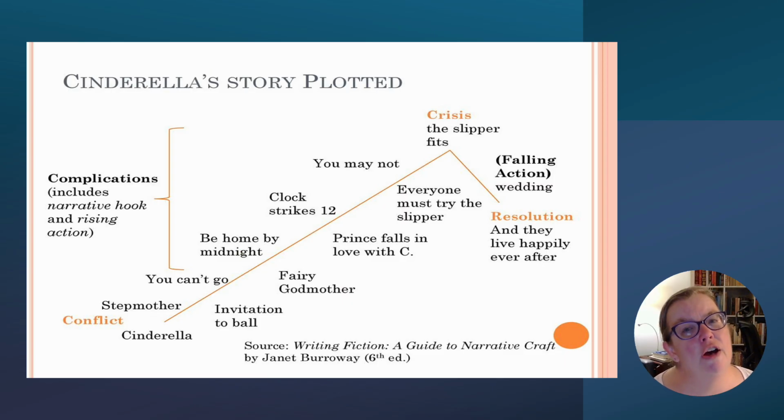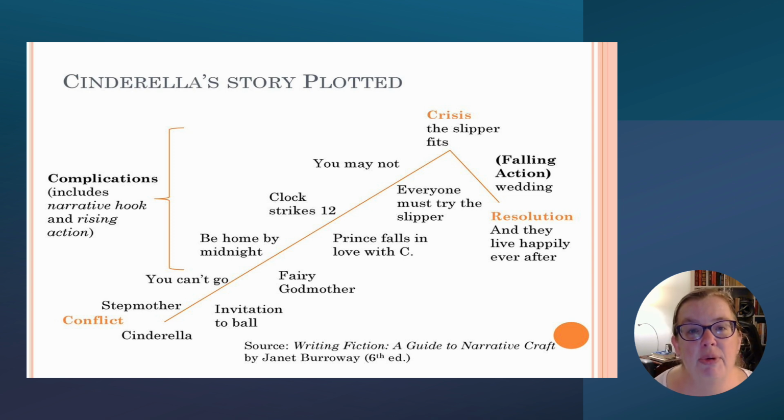You might have heard of Freytag's pyramid when talking about plot structure. Burroway calls it the inverted check mark. We have the story of Cinderella plotted out here for us. The beginning shows the conflict that's going on between Cinderella and her stepmother. There's the invitation to the ball, and of course, the stepmother tells Cinderella she cannot attend. We have further complications as the story moves forward. The fairy godmother intercedes, tells her to be home by midnight, and the prince falls in love with her.